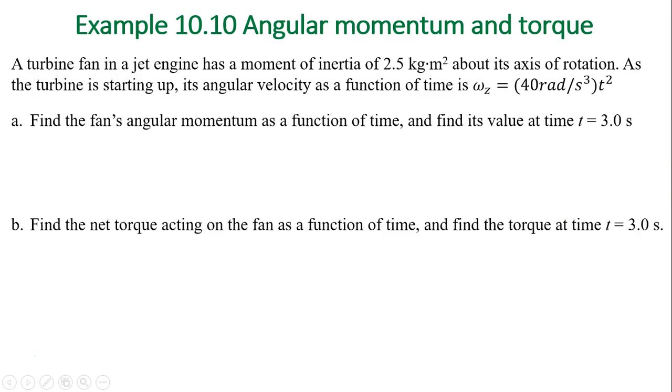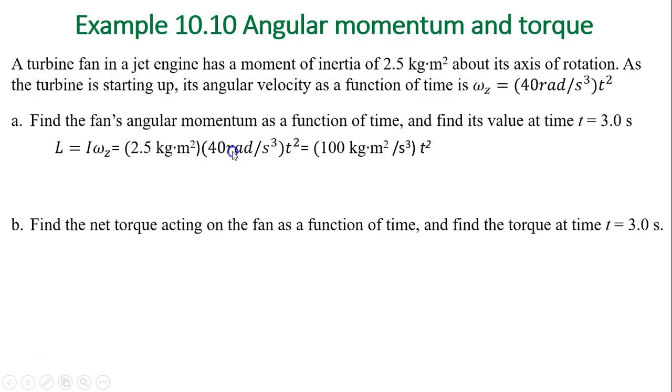Let's take a look at this example. A turbine fan in a jet engine has a moment of inertia of 2.5 kilograms times meter squared about its axis of rotation. As the turbine is starting up, its angular velocity as a function of time is omega z equals 40 t squared. Find the fan's angular momentum as a function of time and find its value at t equals 3 seconds. Angular momentum L equals I times omega.